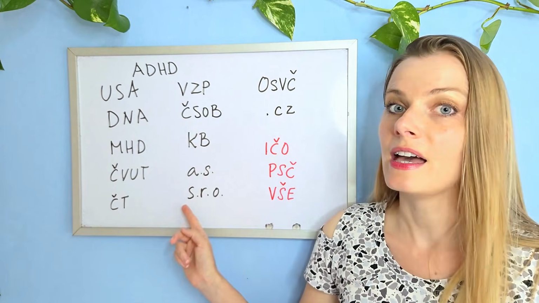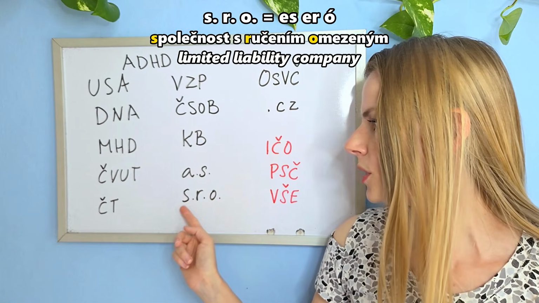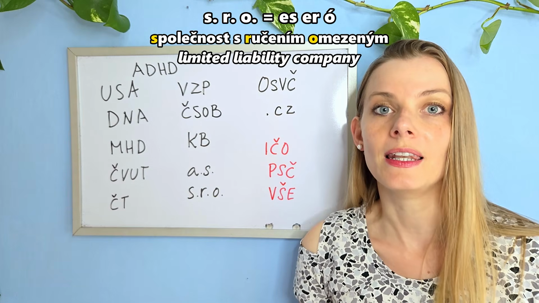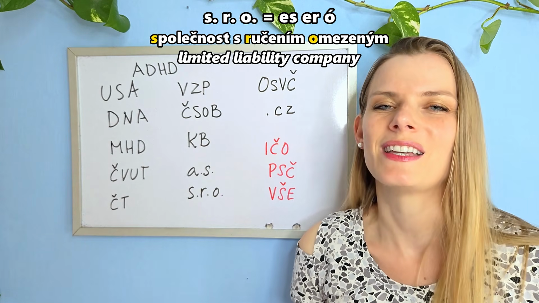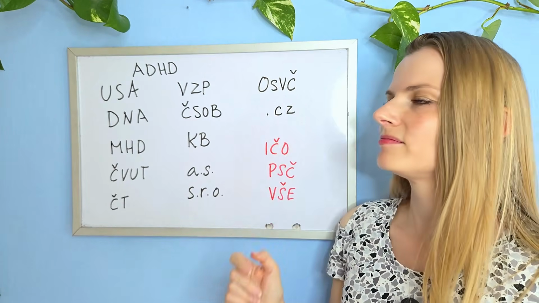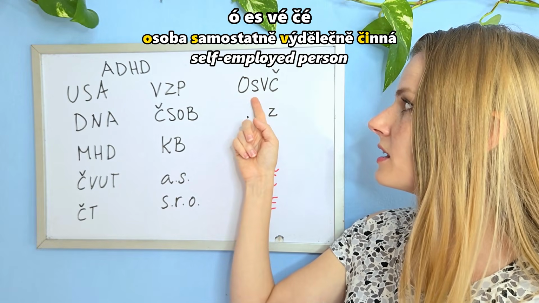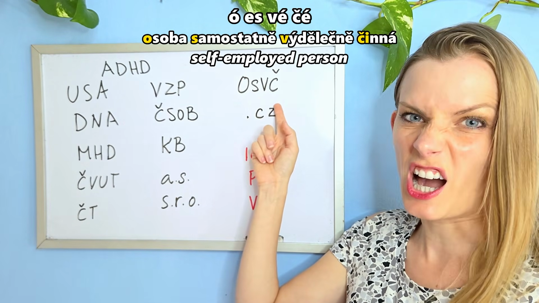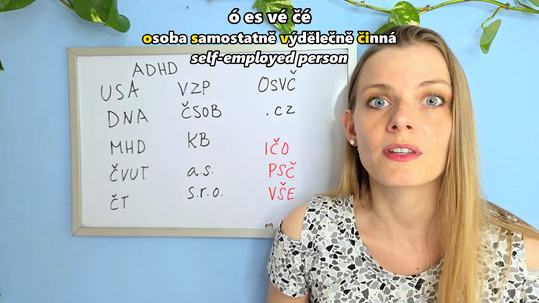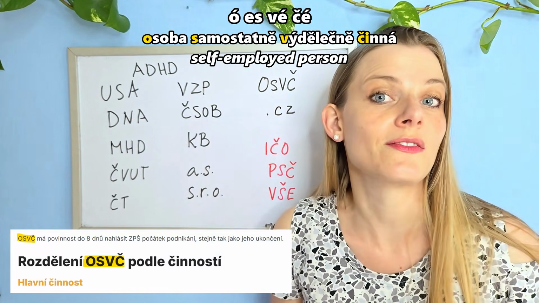And this is SRO. Společnost s ručením omezeným. Limited Liability Company. SRO. OSVČ stands for osoba samostatně výdělečně činná, which means self-employed person. A person who is self-employed and they have a business, they have to have this special license called OSVČ.